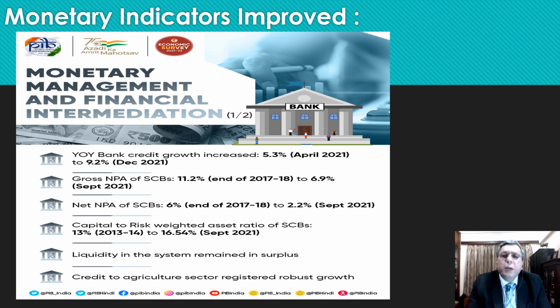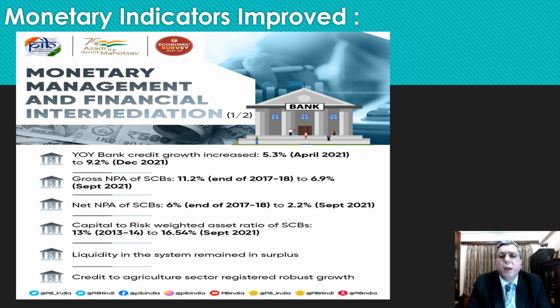Capital to risk-weighted asset ratio of the state-owned banks has gone from 13% to as high as 16.5%. So well capitalized, and that is a precursor to credit growth. Once banks have good capital adequacy and lower bad loans, they will have the confidence to lend more. Liquidity in the system has remained in surplus.